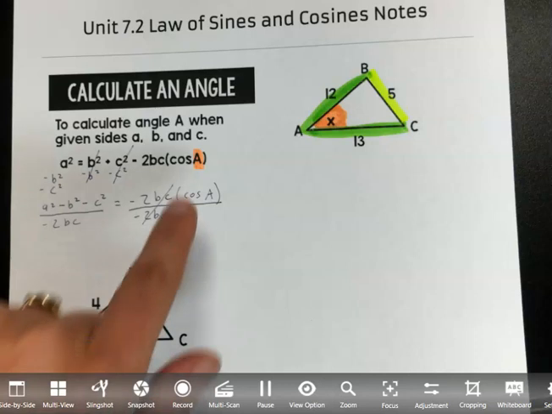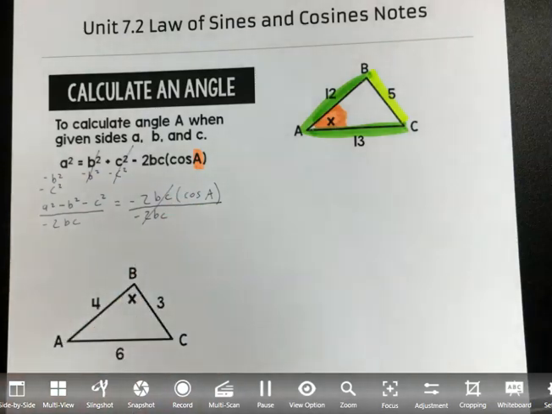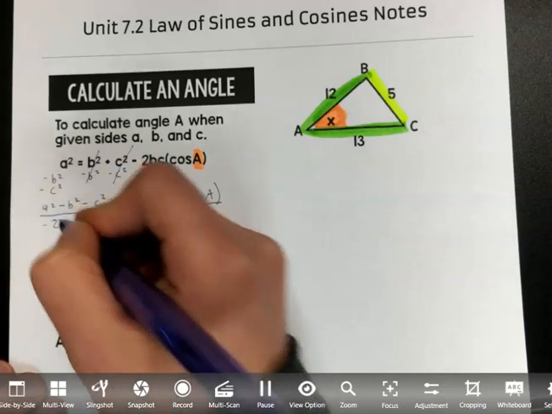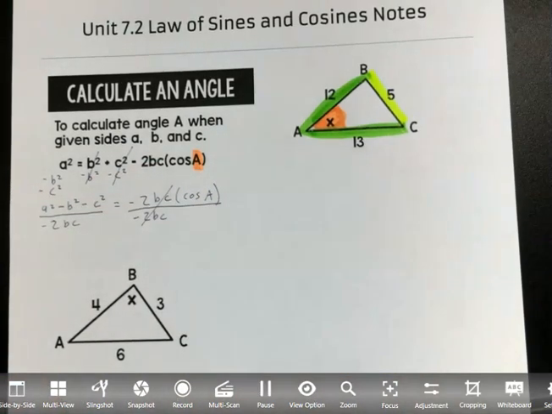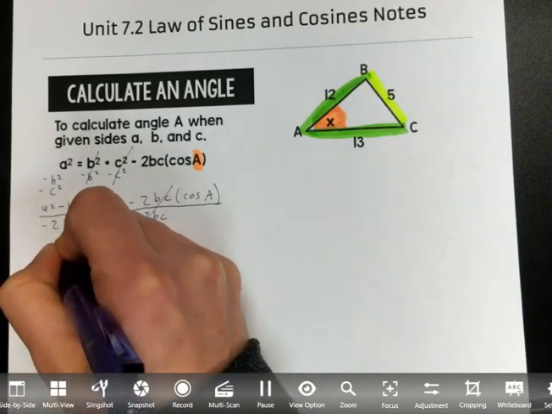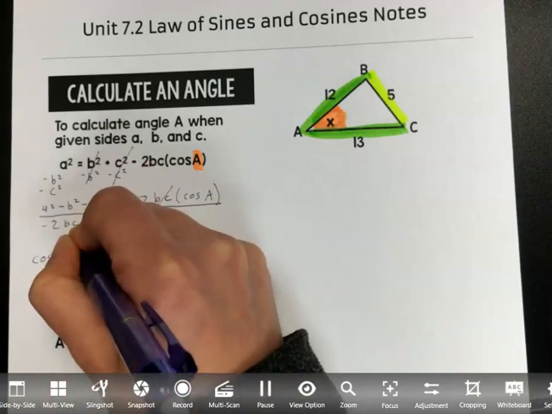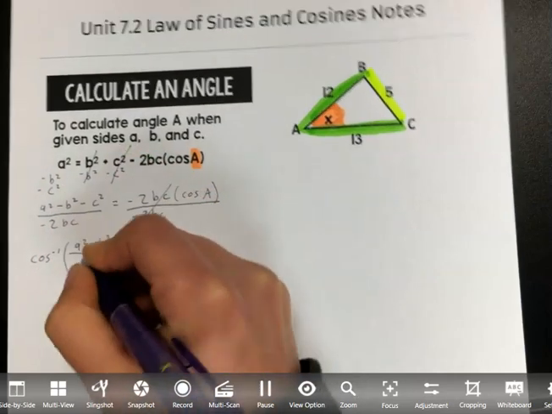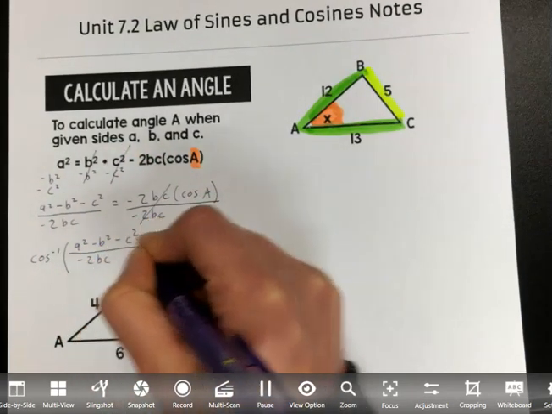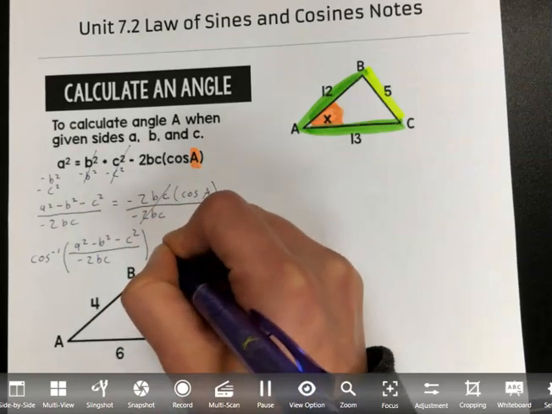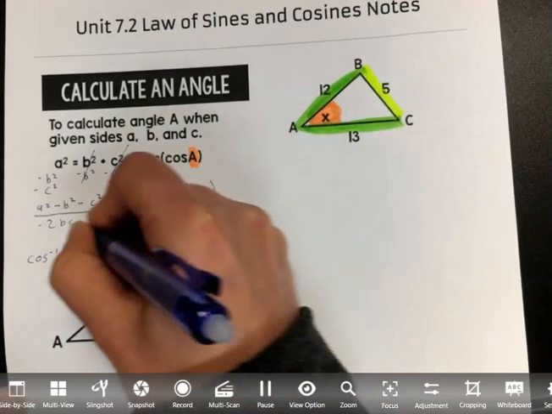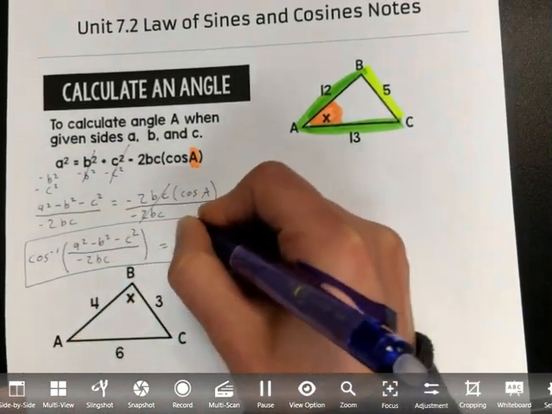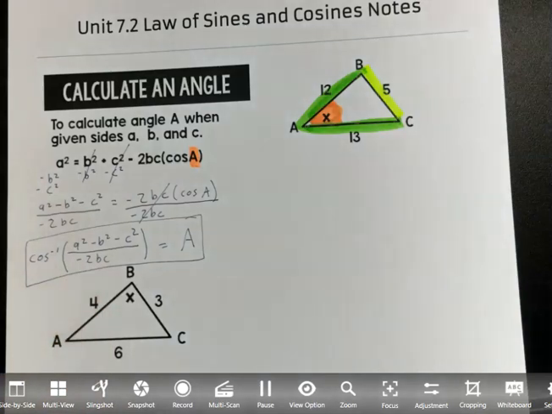That gets rid of that. So now I just have cosine A on one side, and I have all of this on the other side. How do I get A instead of cosine A? Well, you have to take the inverse. So I take inverse cosine of A squared minus B squared minus C squared, all of this stuff that I just did. If I take the inverse, then I'm just left with angle A. So that's the formula I'm going to use in order to solve for a missing angle.